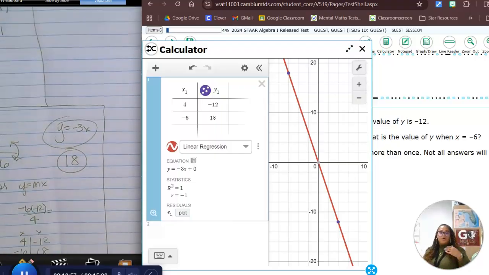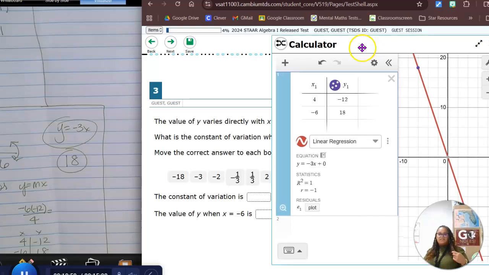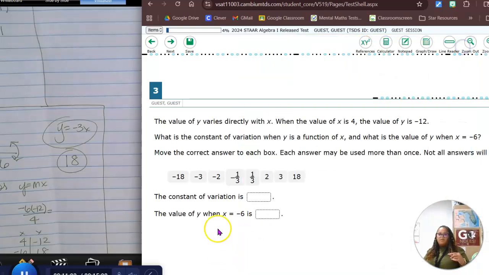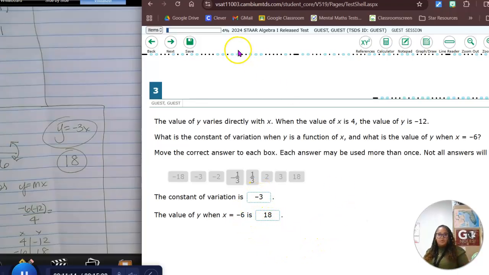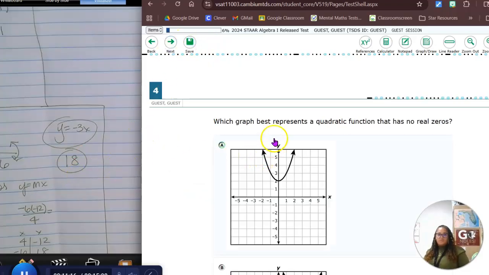So my two answers are y equals -3x and 18. So let's go type them in. Constant of variation is -3. And when x equals -6, y equals +18, because -6 times -3 is +18. All right, let's go to the next one.